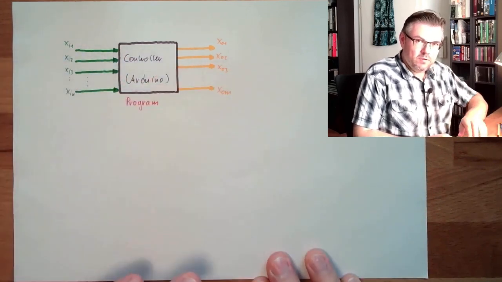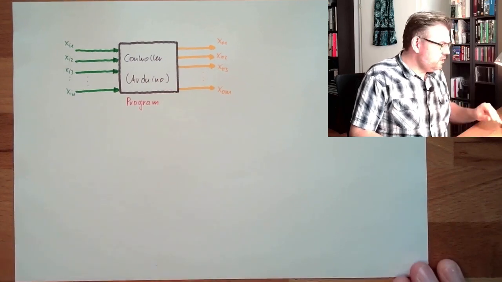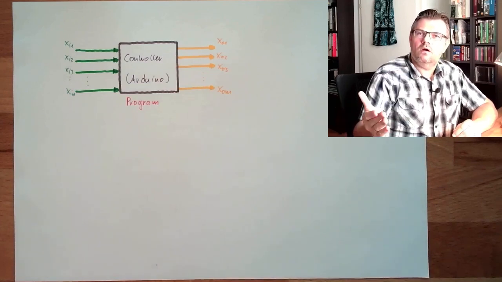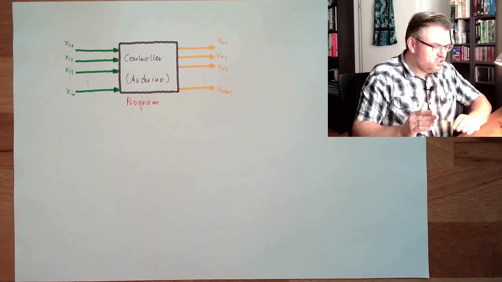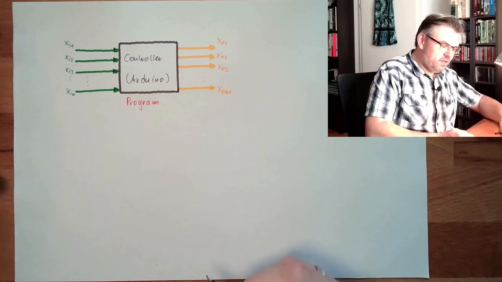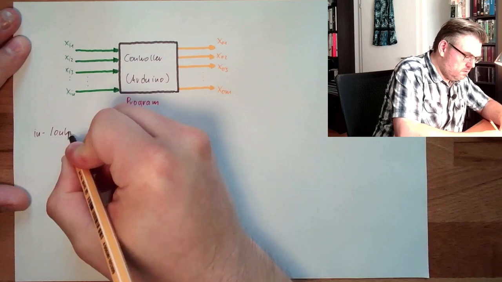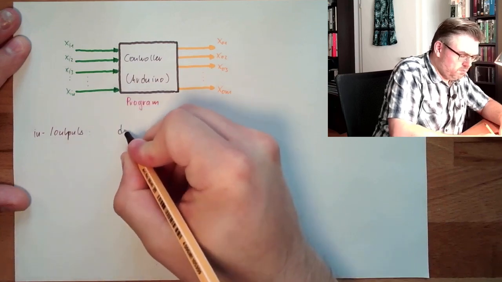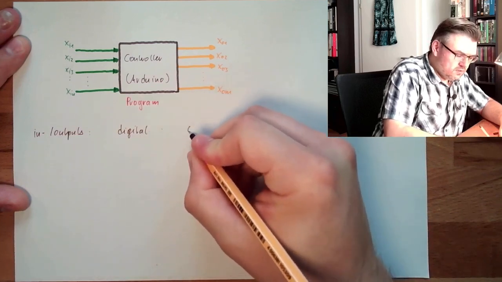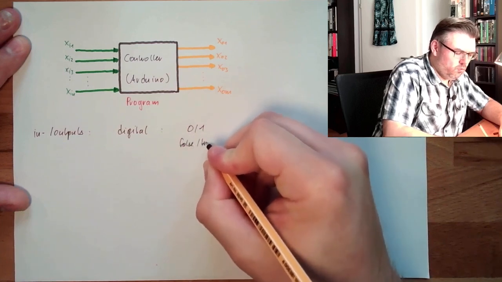Inputs and outputs might be digital. Okay, they might be digital. Digital means we only have it there or not there. So false or true, 0 or 1, however we want to call it. So inputs and outputs might possibly be digital. This means just 0 or 1, false or true.